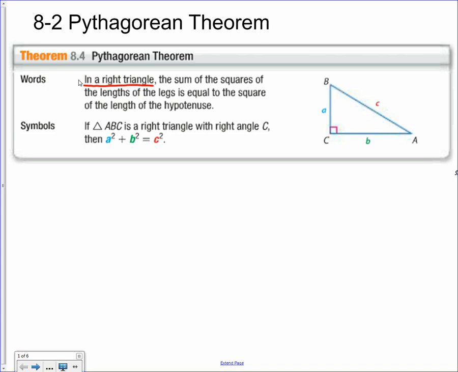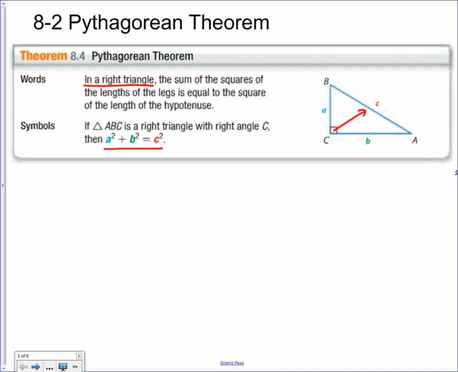The sum of the squares of the lengths of the legs is equal to the square of the length of the hypotenuse. You will remember it probably better as a squared plus b squared equals c squared, where c is the hypotenuse. Just a quick reminder here, a hypotenuse is always going to come across from the right angle.